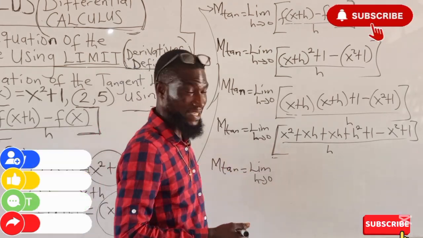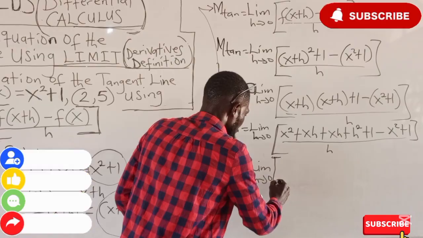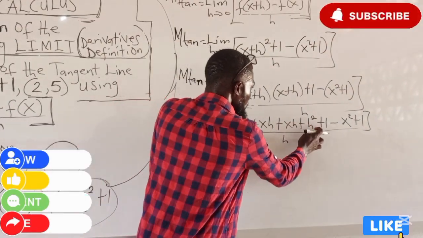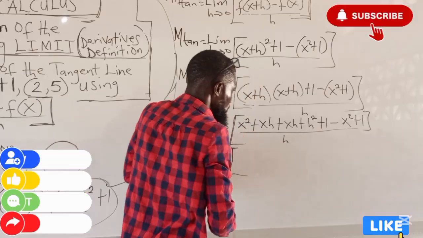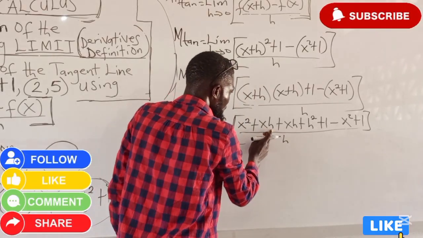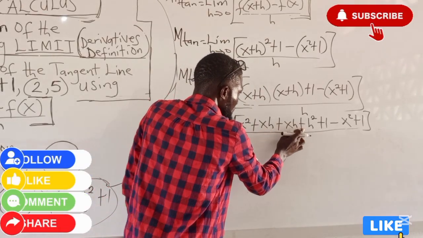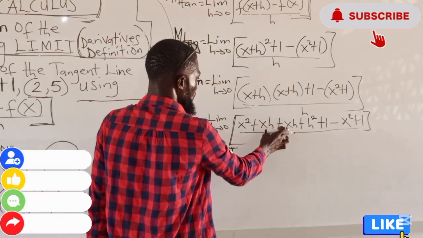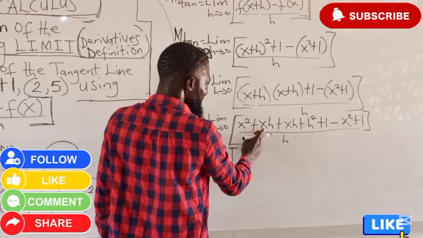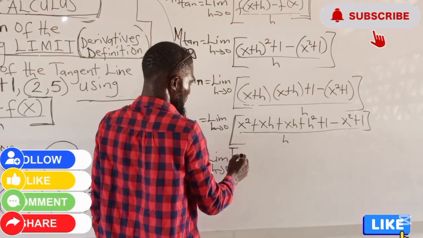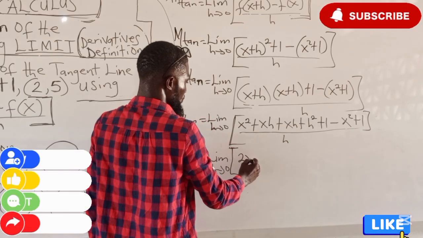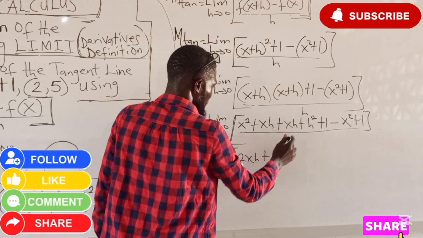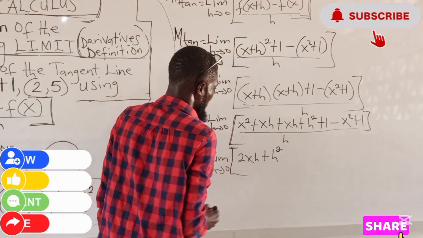What do we do? Collect like terms. We open the bracket in order to collect our like terms. Remember, the x squared plus 1 will come together, and xh plus xh plus h squared will come together in order to solve our problem. So when we combine this, xh plus xh will give us 2xh, plus what we have here is h squared.